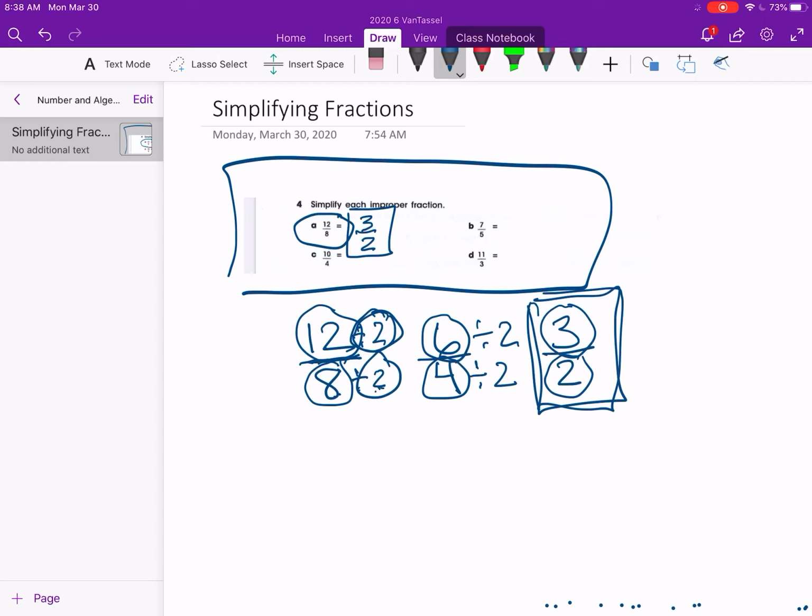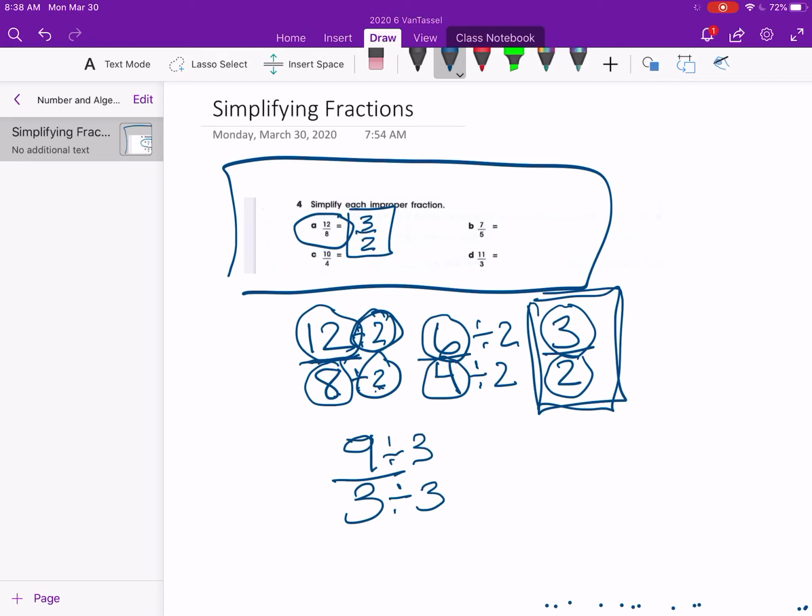Also, if both numbers are odd numbers, let's say 9 and 3, then try starting with an odd number. So let's try dividing this. What number can I divide both of these? Let's try the 3. Let's try dividing this by 3 and this by 3.